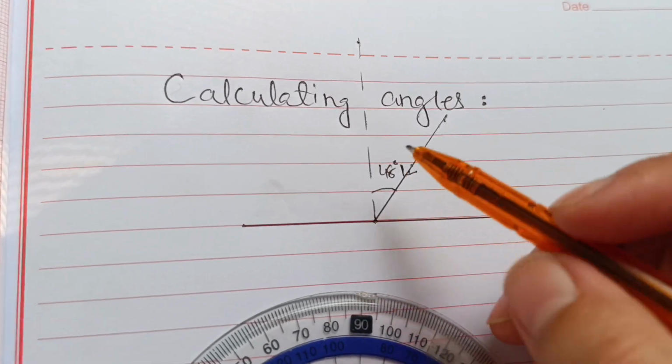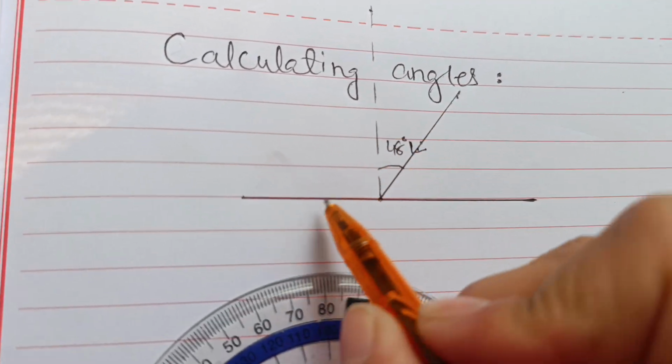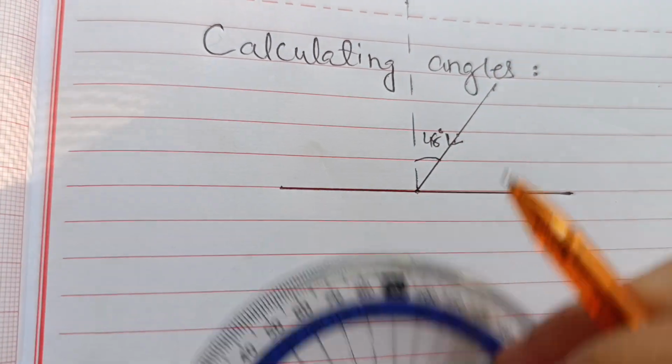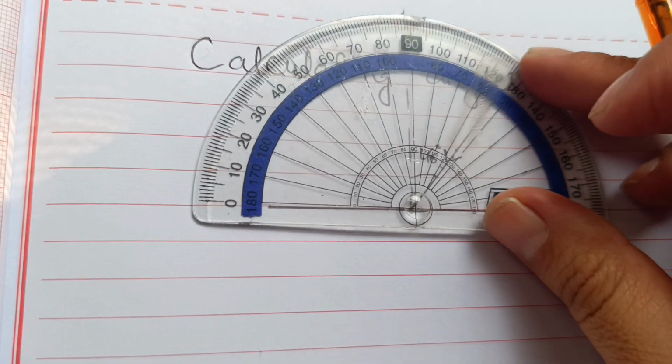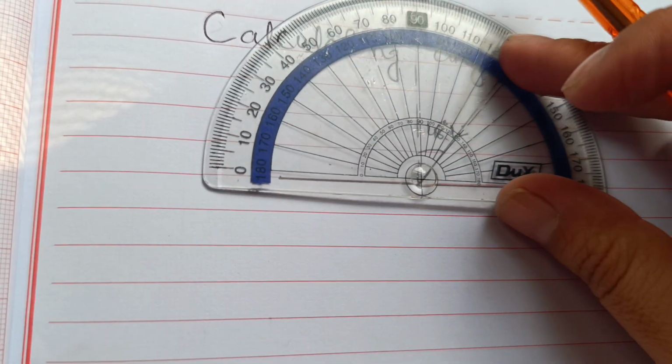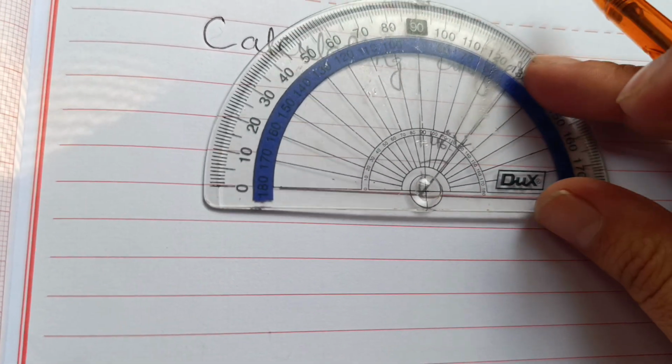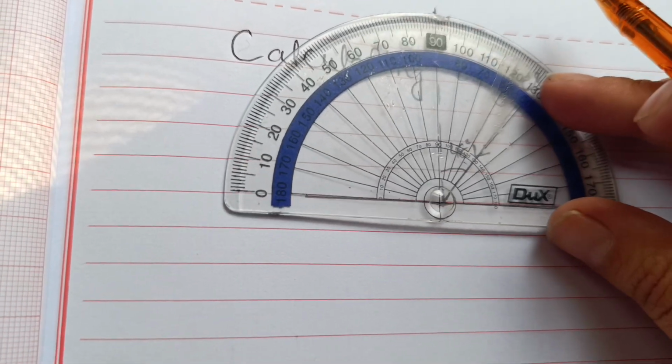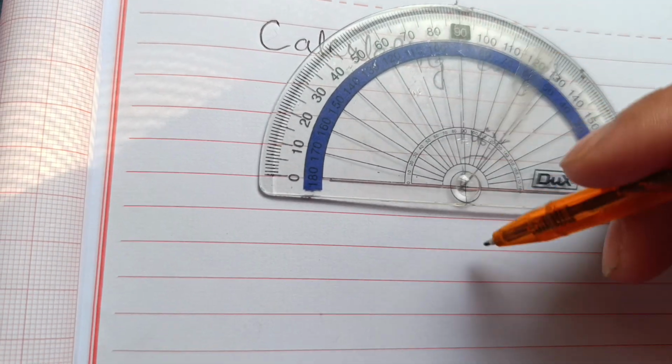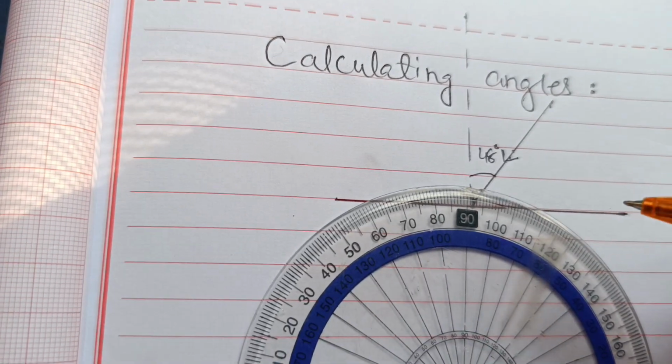To calculate your angle of incidence and angle of reflection, first you will draw a straight line, then you will place your protector like this. Exactly the center of the protector should be exactly at the point where it hits the boundary, right? And you will put a dot over there to draw this normal, the way I have drawn it over here, okay?